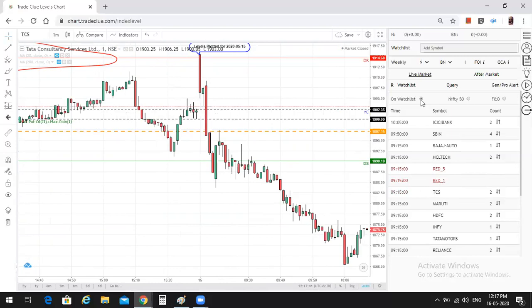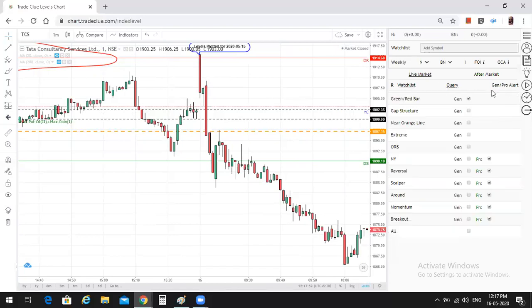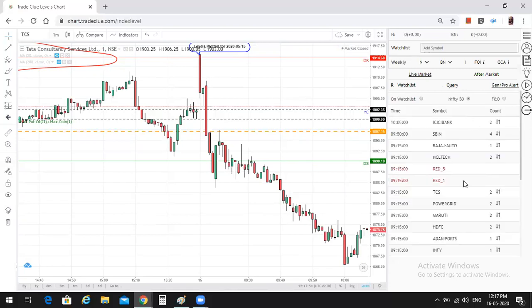So you can apply to your watch list, and you can have a smaller number of stocks in your watch list. I've added a lot, but you can just add 4 stocks in your watch list and then apply the general query called red green bar, and then you can go out and act very swiftly, nicely, knowing all the levels over here, taking the action, and then keeping your stop loss.